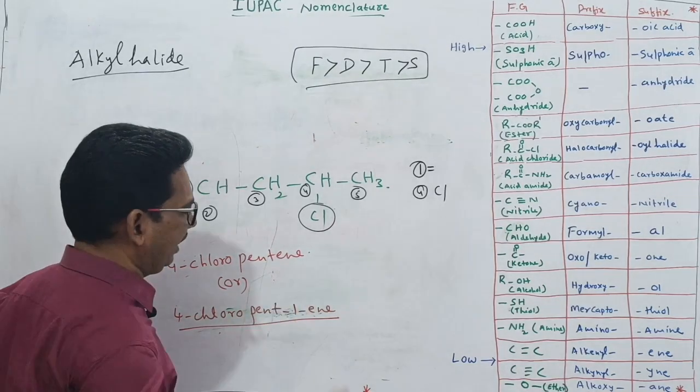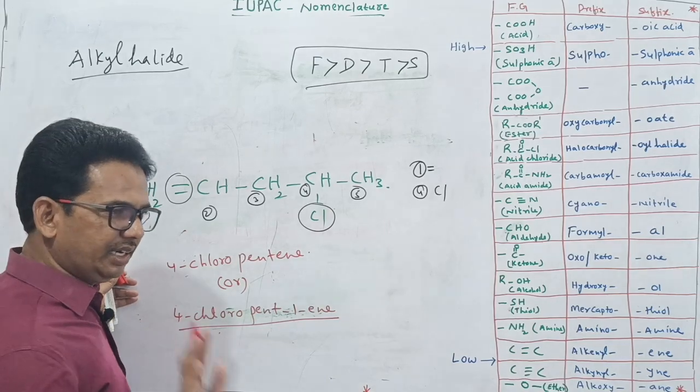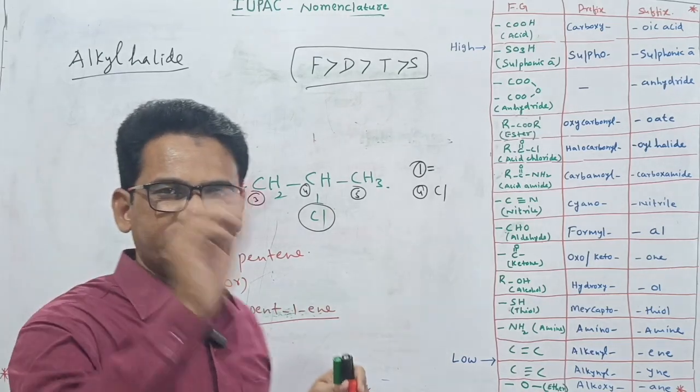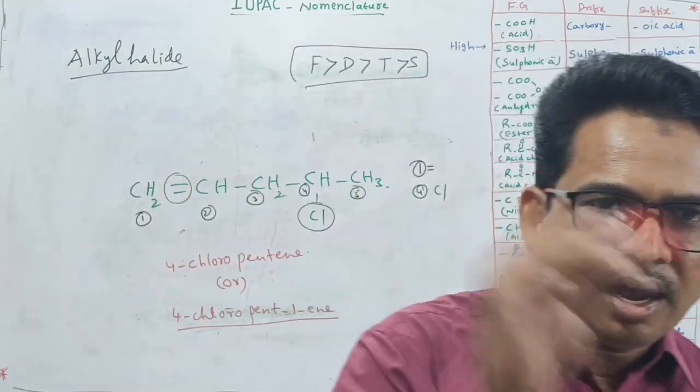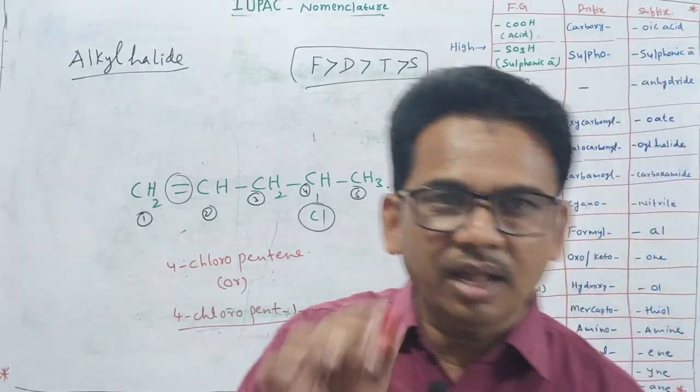This one, don't forget it. If you write the correct name also, you are going to get 0 marks. Anda milega. Okay, क्या मिलेगा? अंडा.